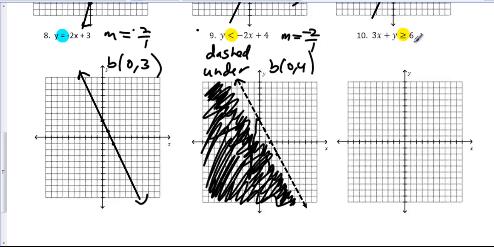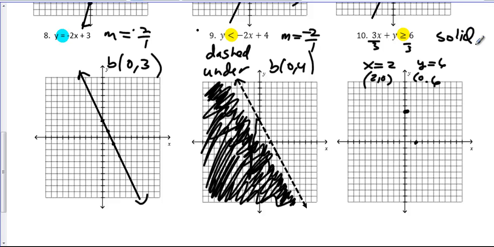So what I'm going to do, again, is cover up the y, divide by 3. So I get x equals 2. That's the point 2, 0. And then the y is just going to be equal to 6. So that's 0, 6. So I've got 2, 0. 1, 2, 3, 4, 5, 6, 0, 6. I have a solid line.